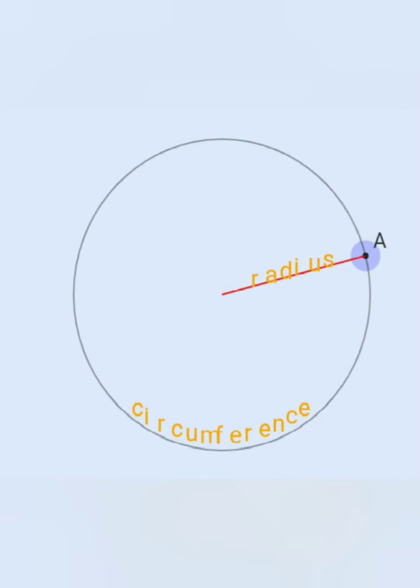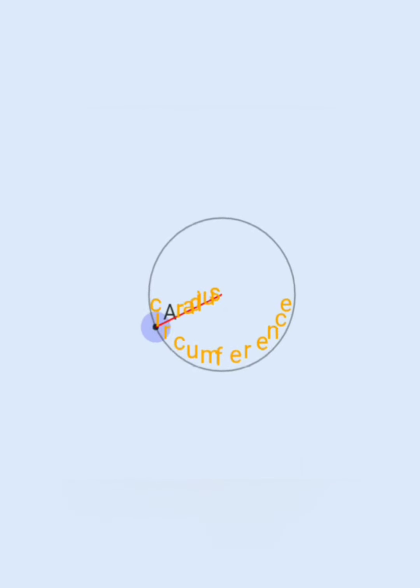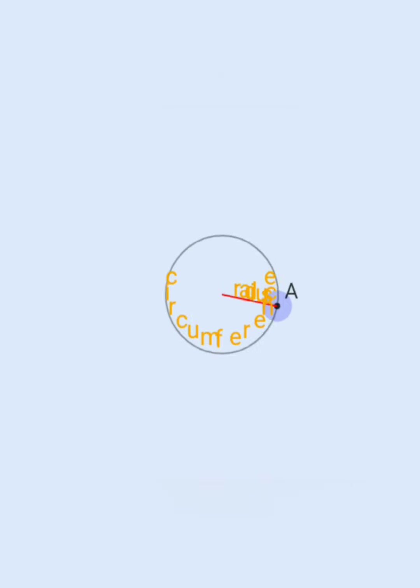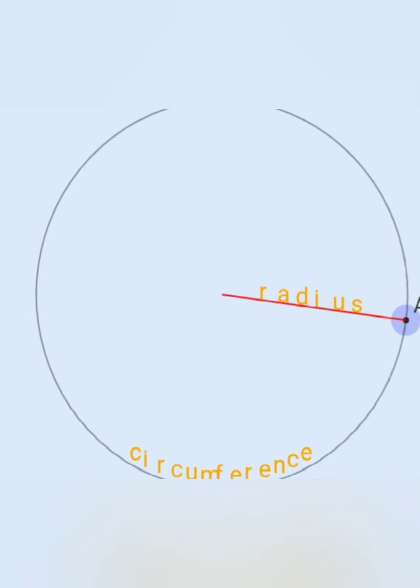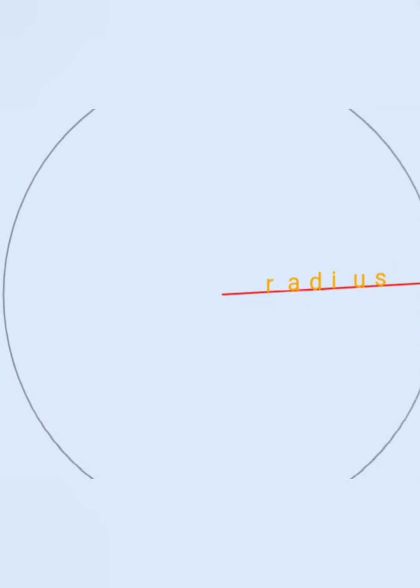By definition, all radii of a circle are equal. Since all the points on a circle are the same distance from the center, the radii of a circle have one endpoint on the circle and another one at the center.